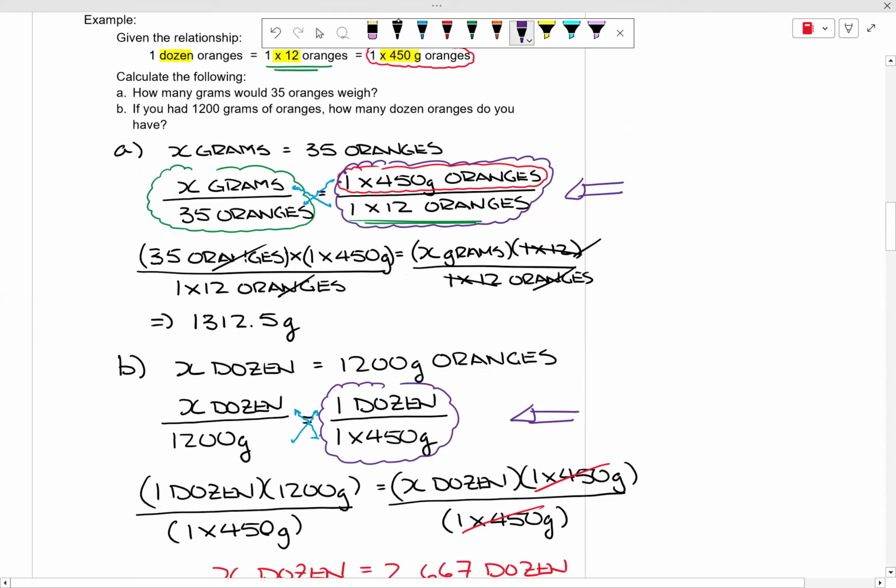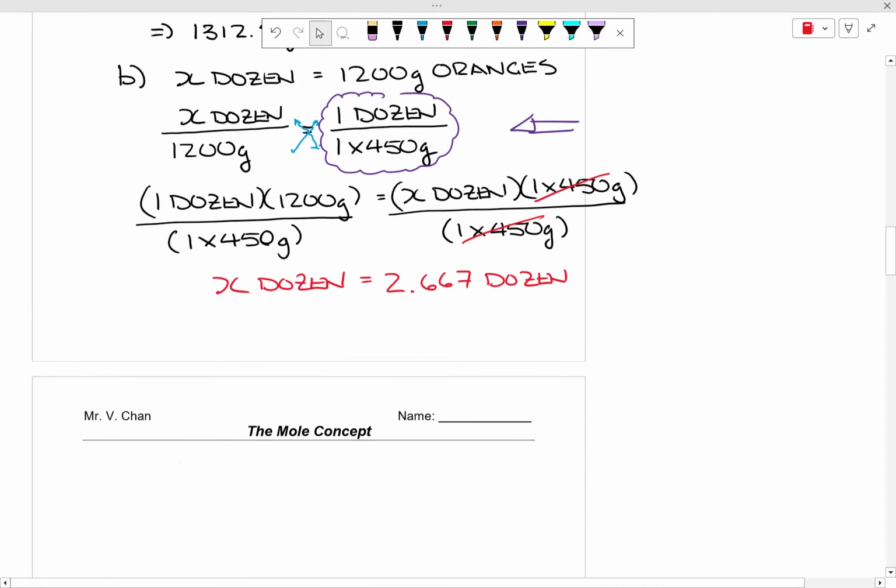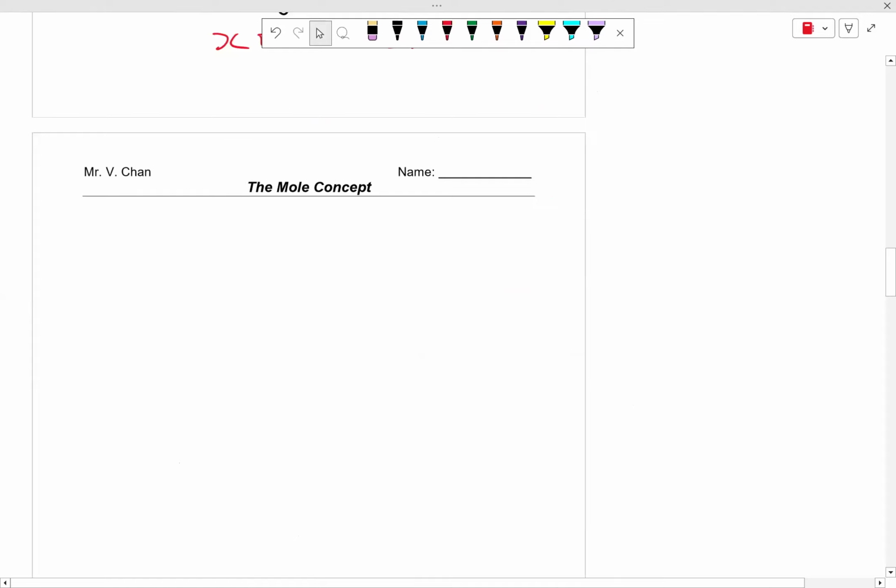So notice in question number A, I'm asking for the number of grams, and I'm given 35 oranges. In the second question, I'm given grams, and I want how many dozen. So in this particular case, the tricky part is, do you know which units to use for the calculations? Now, I'm going to go over a couple of examples and explain to you what I mean by reading the question.